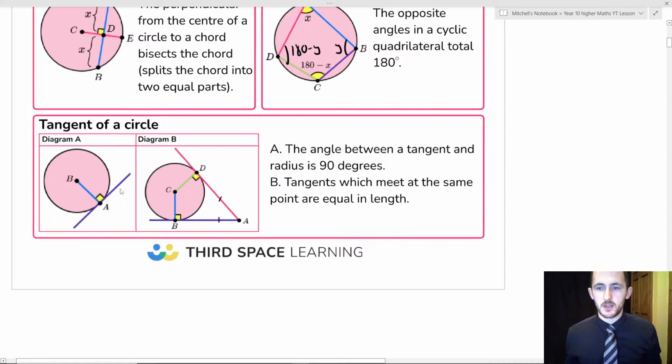Tangent of a circle. The first one is that the tangent of the circle and the radius of the circle always meet at 90 degrees. And because of that, two tangents from the same point are always the same length. Those two actually fit the same description. So: radius and tangent, 90 degrees. Two tangents from the same point are equal. Any questions on that so far?